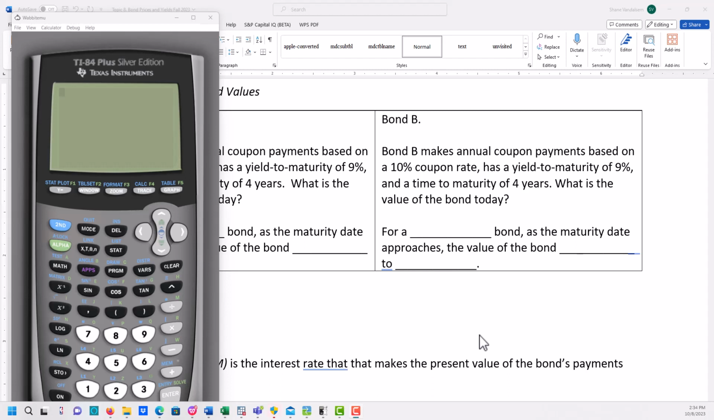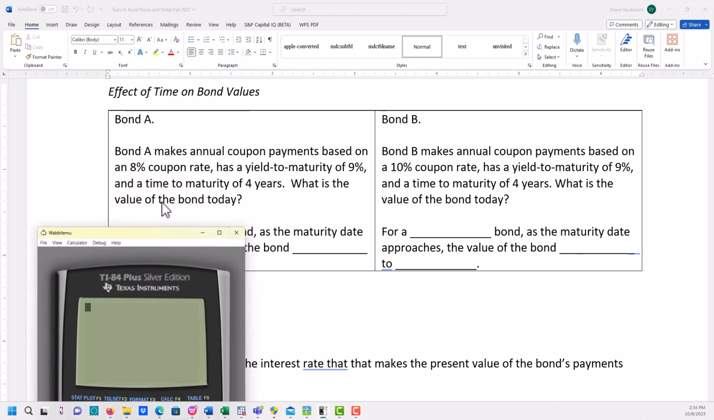Hello everyone. In this video, we're going to continue on with the lecture on bond prices and yields. Last time we ended up talking about discount bonds versus premium bonds and how the relationship between the yield to maturity and the coupon rate determined the price of the bond and whether it was a discount or a premium bond. Today we're going to start off by talking about time and how that variable impacts the value of a bond. I'll be using a TI-84 Plus calculator here, like I've done in the past.